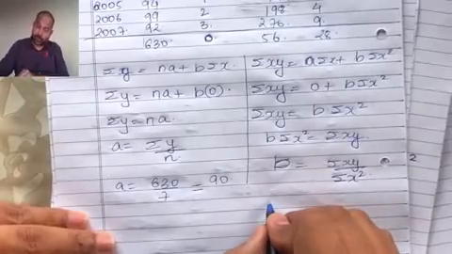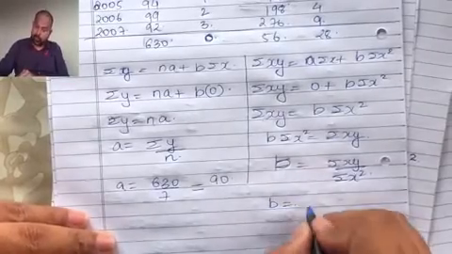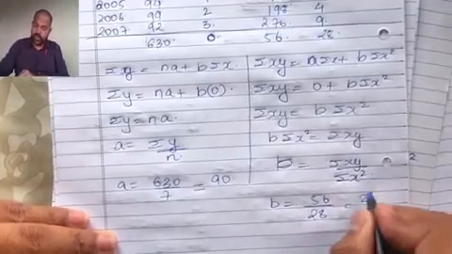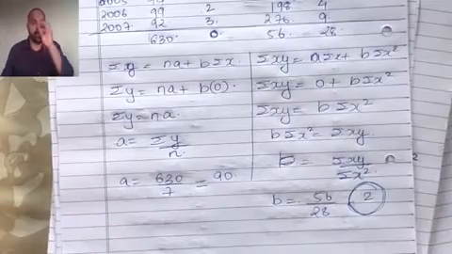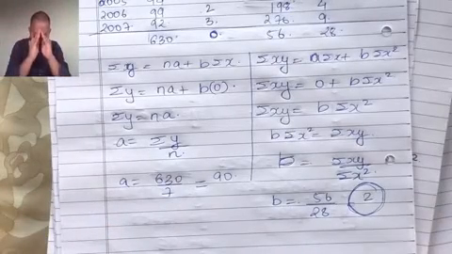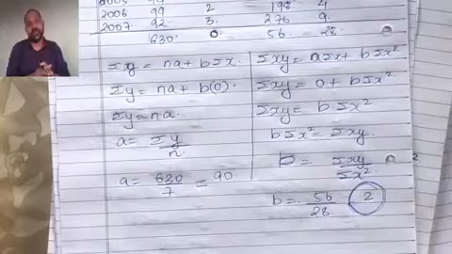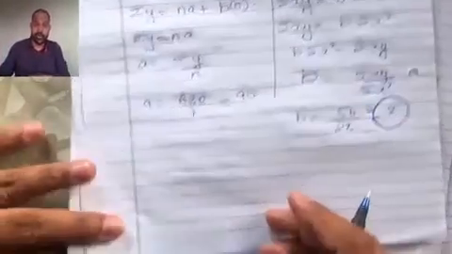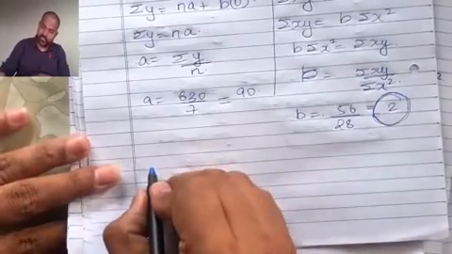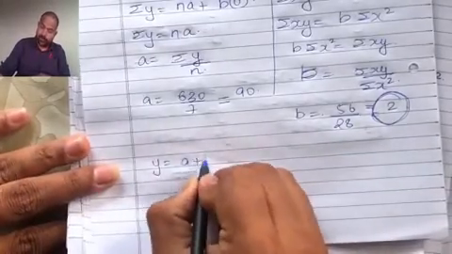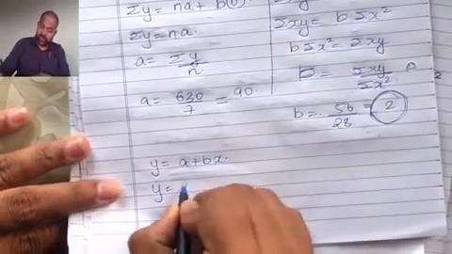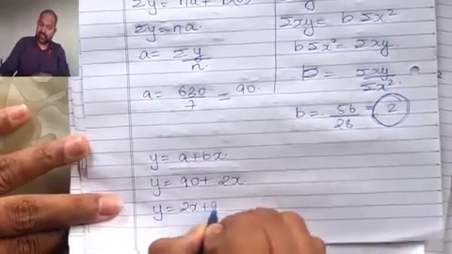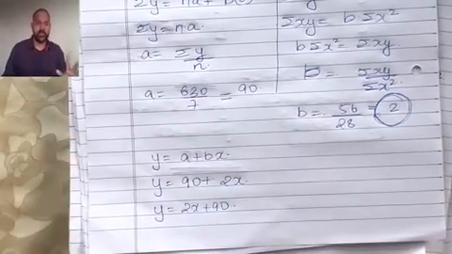So won't I say b is equal to sum of xy, 56, divided by sum of x square, 28, which is 2. And I've said this time and again: no matter how you find it, b will always remain the same. What will change is the value of a. Forget that. Let's substitute into our equation. What is our equation? Our equation is y is a plus bx. So y is 90 plus 2x, or y is 2x plus 90. A slightly different equation.